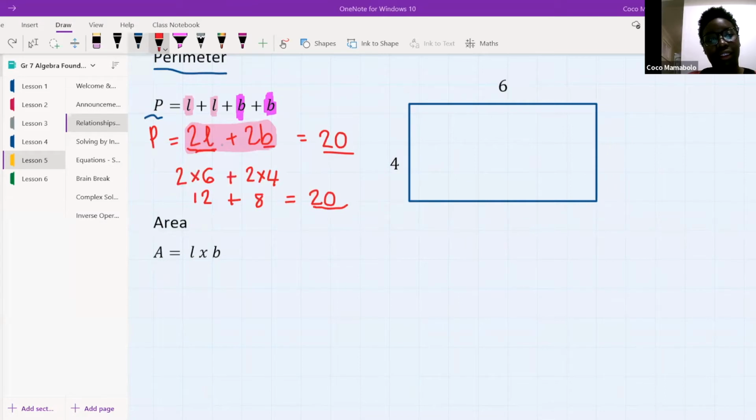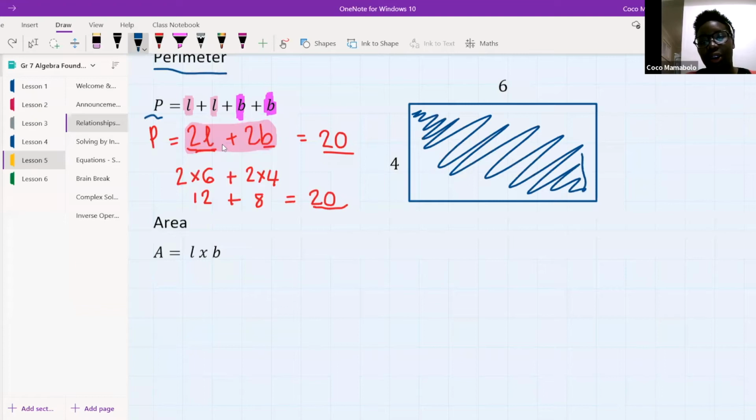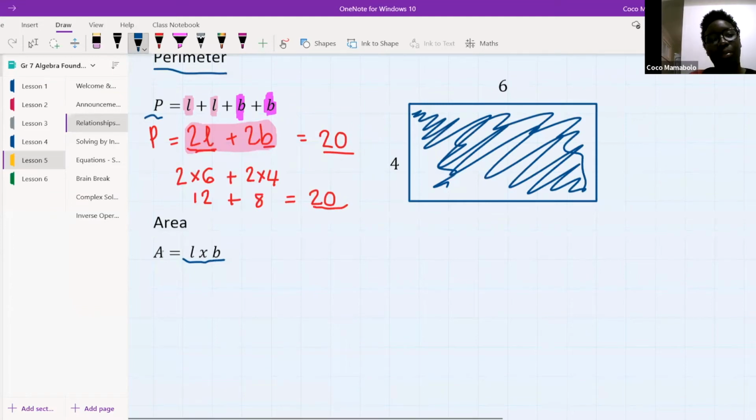We're measuring the flat space covered by the shape, in the inside of the shape. Exactly, yes, the inside. So this is what we're calculating, right? All of this. And we're going to use this formula over here, Kama. And how does this formula actually work? What does this L times B actually mean here? It's length times breadth. Excellent. Can you give me the length times the breadth?